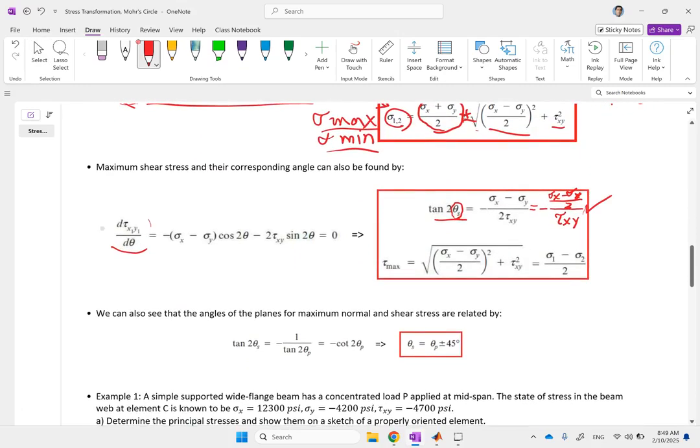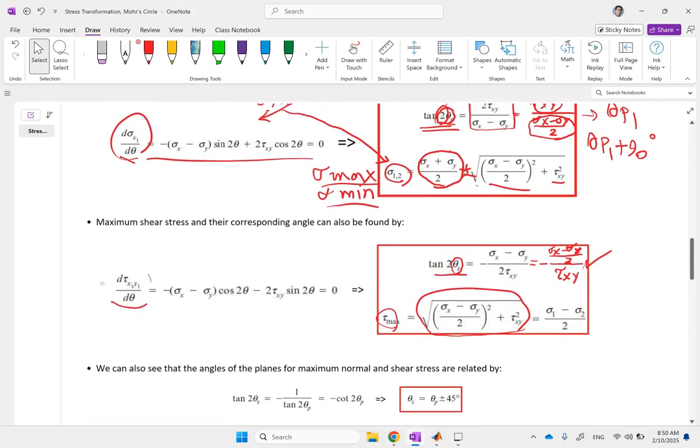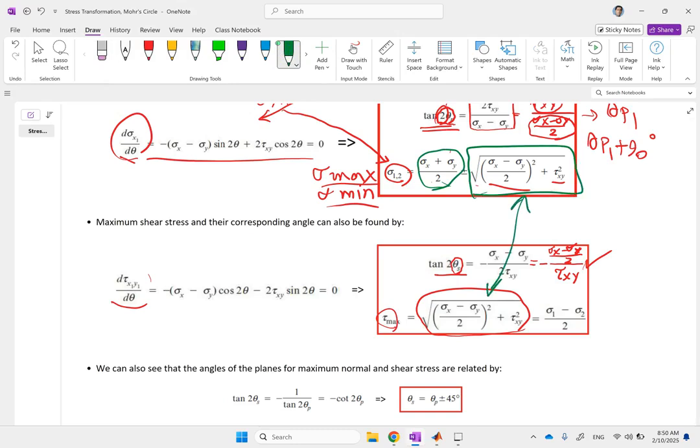And if you plug it in, your tau max is just going to be the square root. So if you look at the tau max and sigma max, the difference between them is what? The average sigma. This is the only difference between them, because the rest of it, this portion, is exactly that tau max. So sigma max and min are the average plus and minus tau max, as you can see over here.